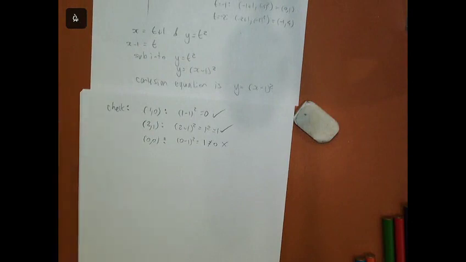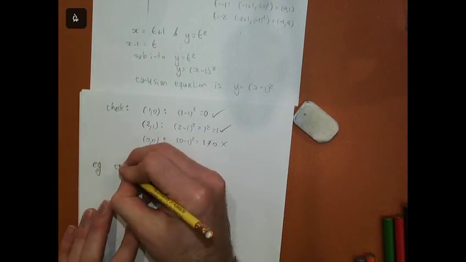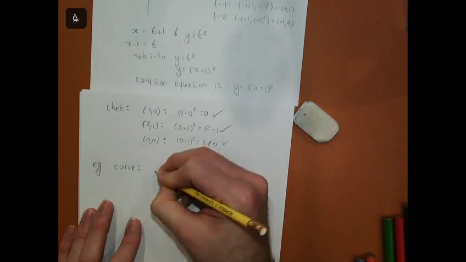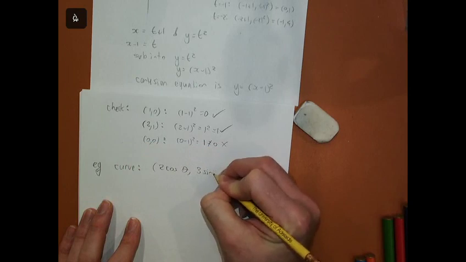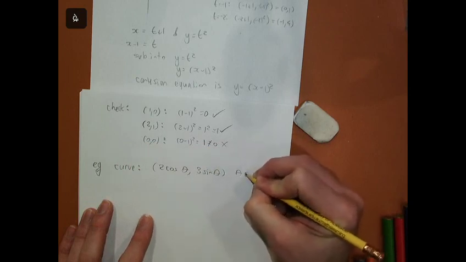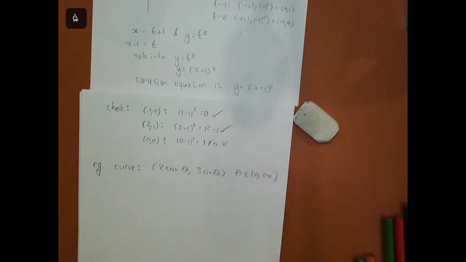Let's try another one. My curve is going to be 2 cos theta, 3 sine theta, for theta between 0 and 2 pi. Okay. So that's a parametric form. I've got a parameter, it's called theta today instead of t. And that parametric form describes what all the points on my curve look like.